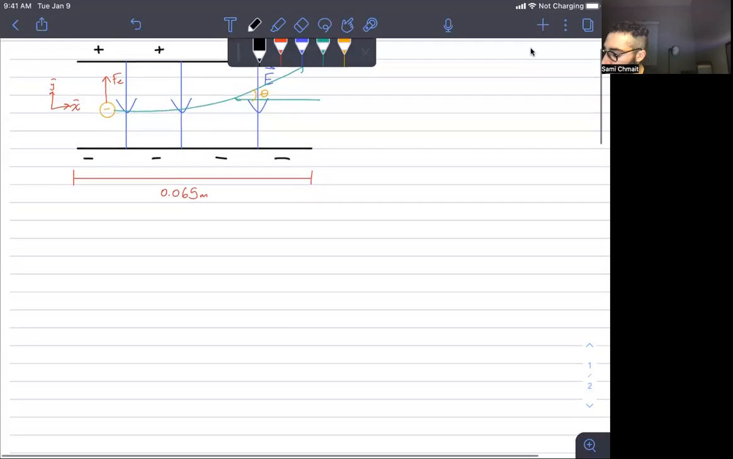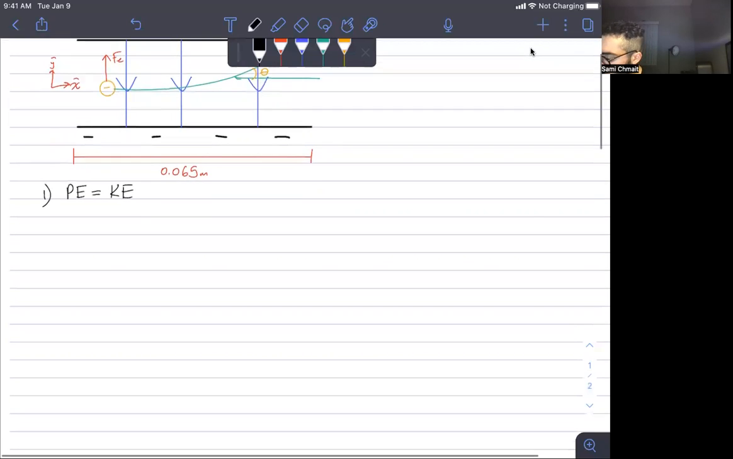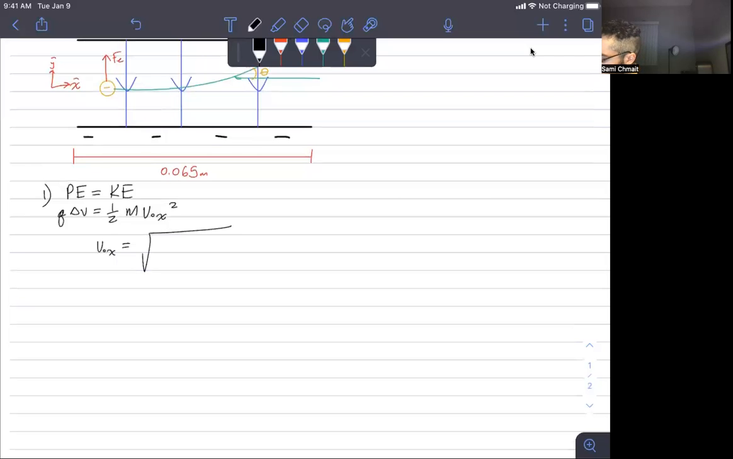So that's why we're going to use the equation PE is equal to KE. So potential is equal to kinetic. If we recall, our potential energy equation is equal to q delta V. And since we're working with velocities, we have 1/2 m v naught x squared. So that's that initial velocity. If we do some rearranging for what we're solving for, which is that v naught x, you can see that v naught x equals the square root of 2q, that final potential minus that initial potential, over mass.